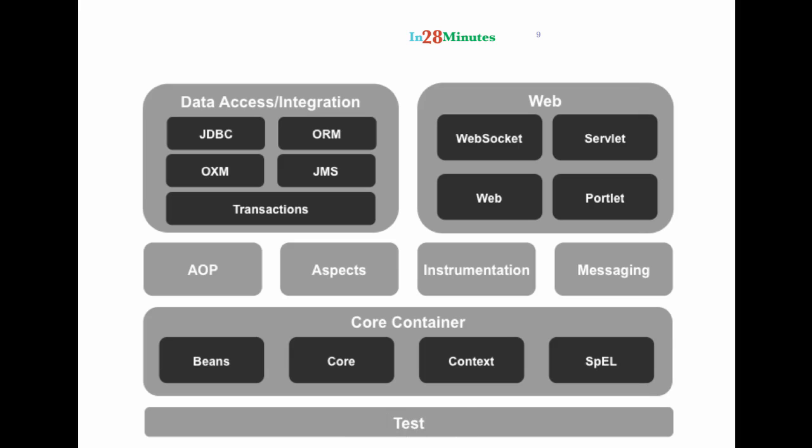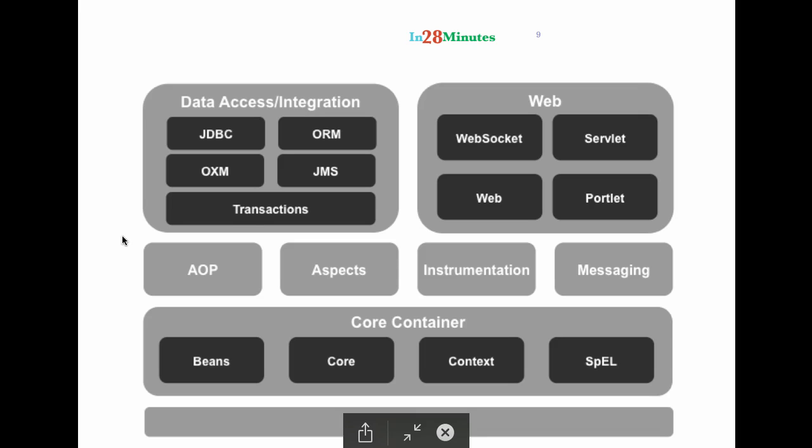OXM is Object XML Mapping. Whenever I want to send an XML to an external system, I would want to convert the Java code to XML. And the OXM module is useful in that. It helps in converting Java code to XML and the XML back to Java. Transactions is another important part of the Spring framework. Actually, transactions is a very important part of any application that we develop. And Spring has good support for it as well.